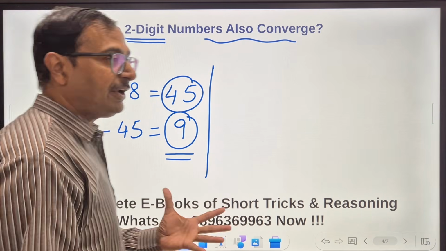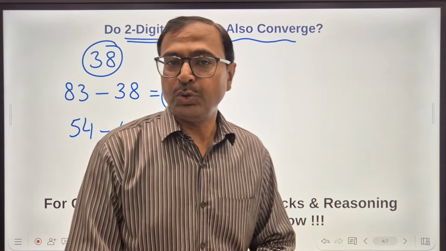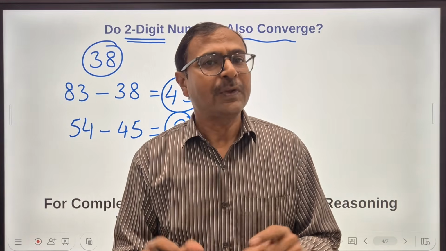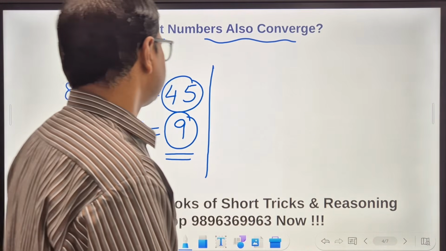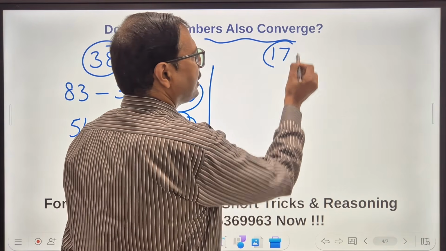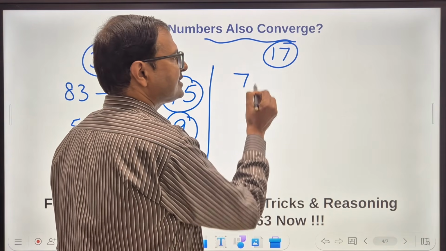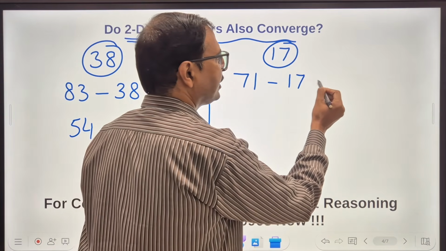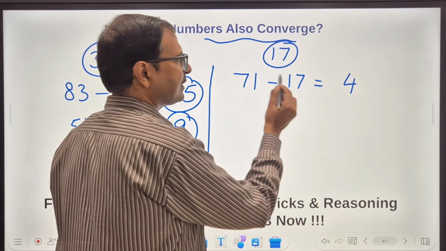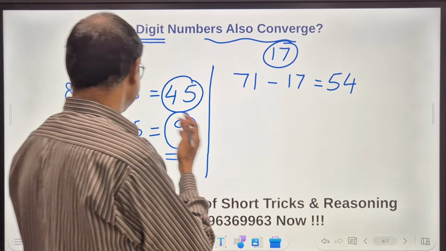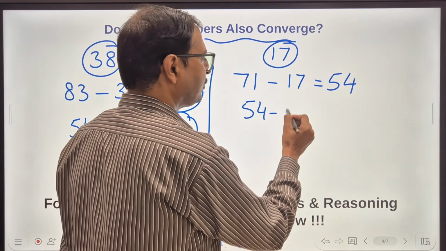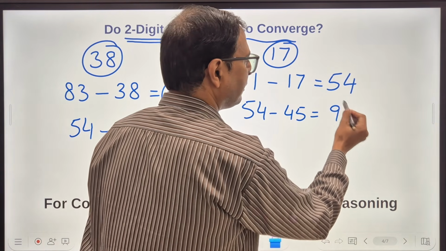So does it happen every time? I mean, whatever number you take, do they converge to a single digit number, and that too 9 only? Let us check once more. Let us take a number like, how about taking 17? Now for 17, 71 is the bigger number and 17 is the smaller number. So 11 minus 7 is 4. And 6 minus 1 is 5. Oh, so we get the same thing. Here also I got 54. So 54 minus 45. Again we get the same number, 9.